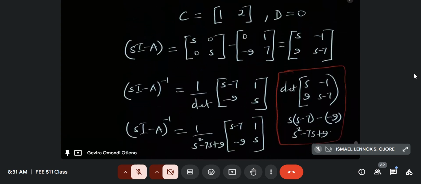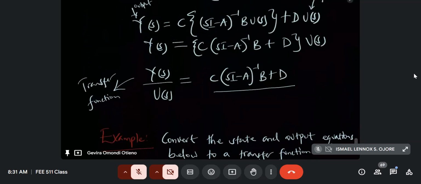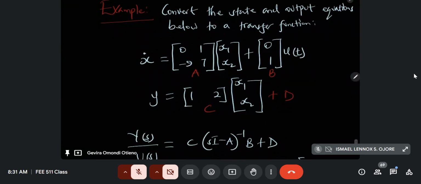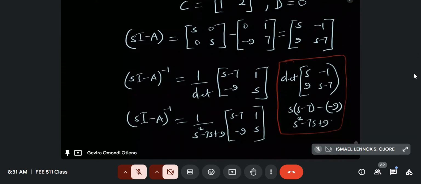Basically, it's just using this formula here. Once you have this formula, then you can substitute for the values that are required, and then you just do your matrix and vector manipulations, and you will obtain your solution.